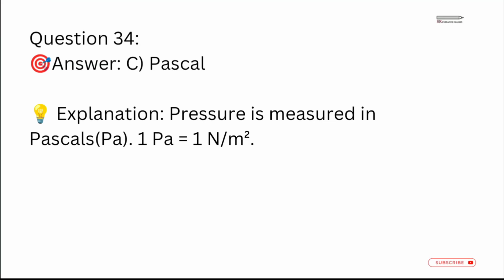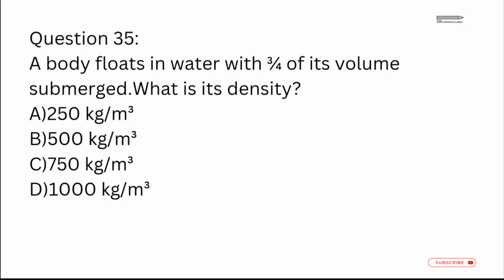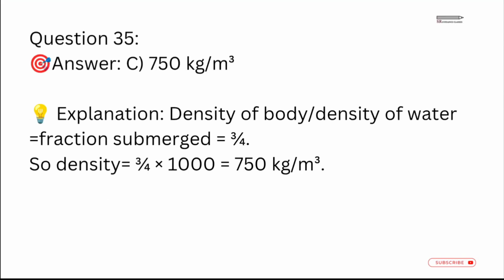The correct answer is option C, Pascal. A body floats in water with 3/4 of its volume submerged. What is its density? The correct answer is option C, 750 kg per meter cube.